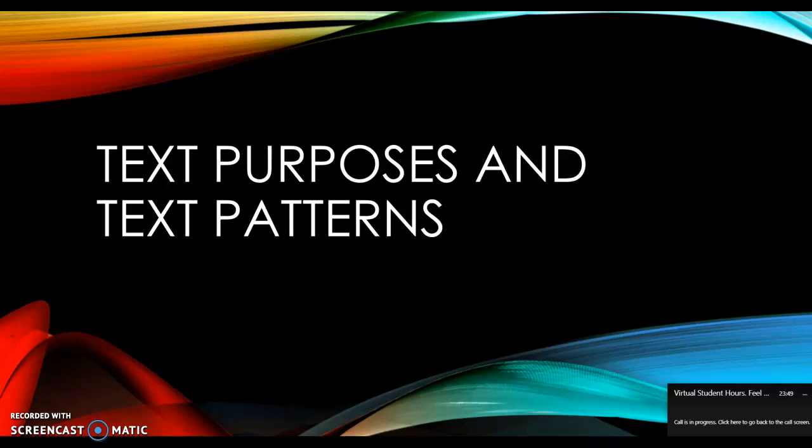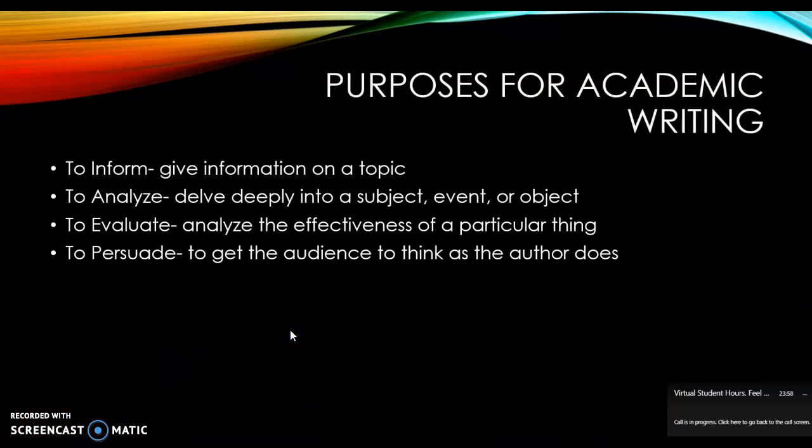So the next section is about text purposes and text patterns. Whenever authors write, they have a purpose for spending the time and going through the writing process, and it could be to inform, which is give information on a topic. That's what your textbooks are. They're informational texts. That's a lot of times what journal or magazine articles are.